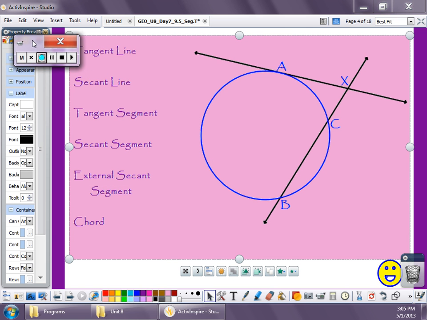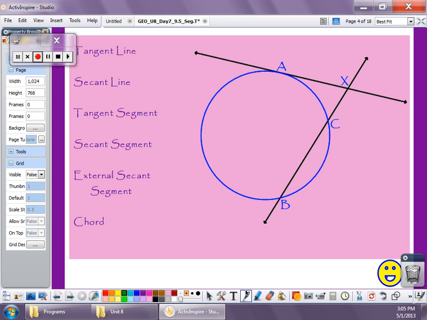Okay, so before we get started, you have to be able to define a couple of things, and you need to know what things are. So a tangent line. Tangent meaning it touches one time, and line means it extends in both directions infinitely. So it will be AX. You need an arrow on both sides of the line. I hope that you can see that. If not, there you go.